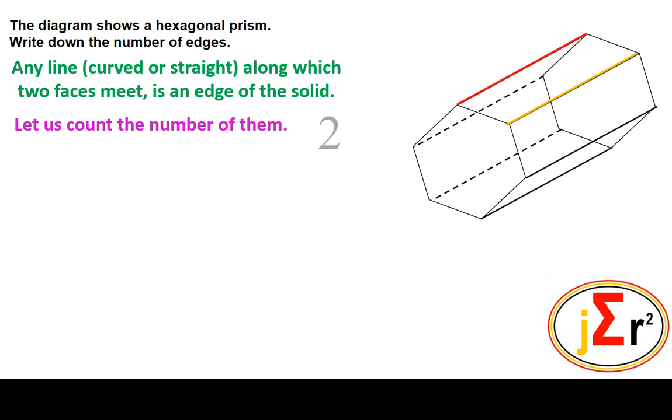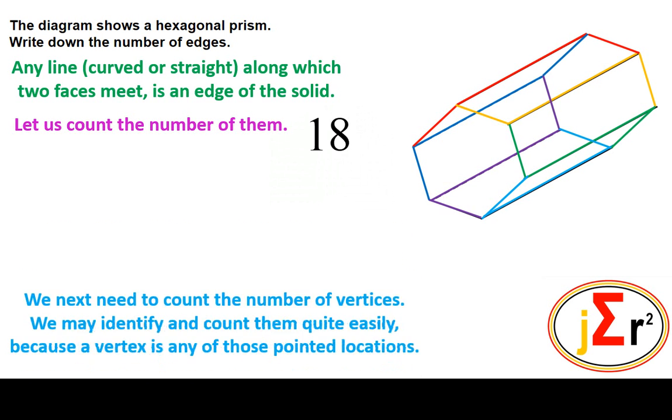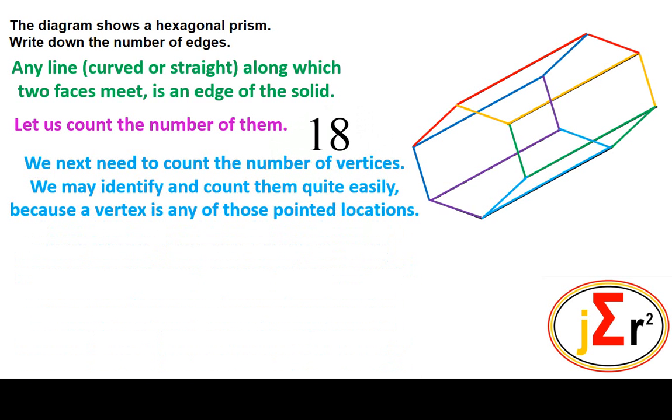1, 2, 3, 4, 5, 6, 7, 8, 9, 10, 11, 12, 13, 14, 15, 16, 17, 18. 18 edges. We next need to count the number of vertices.